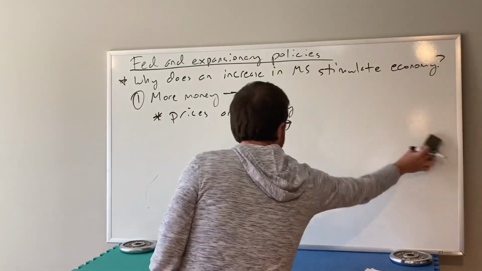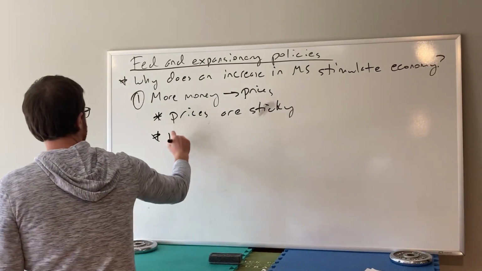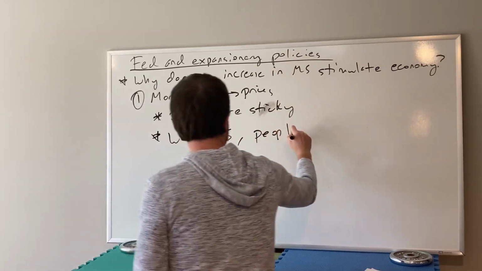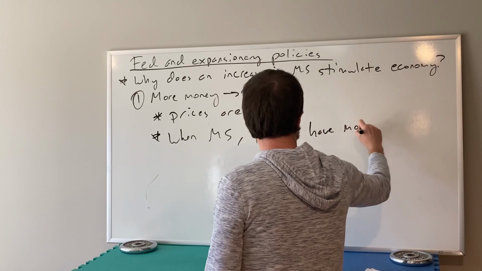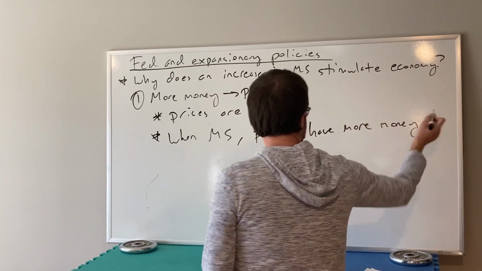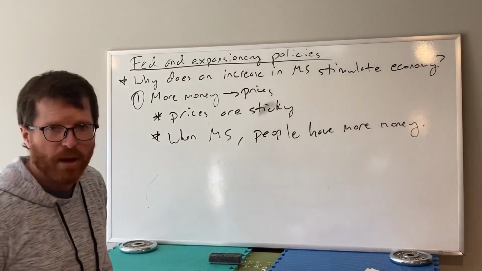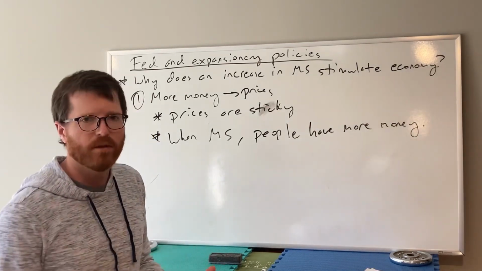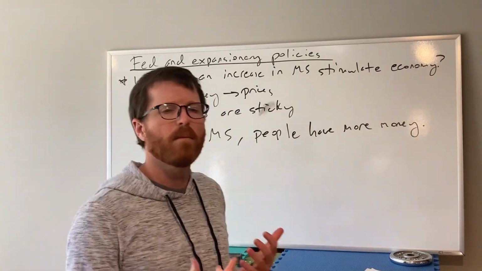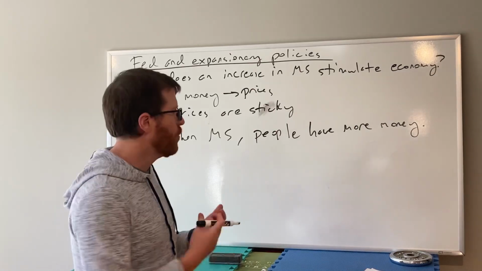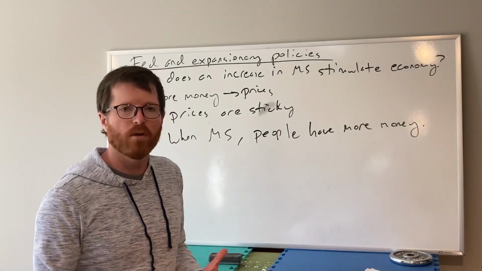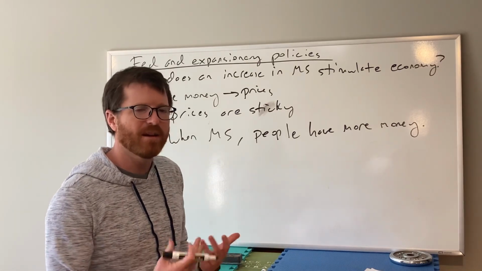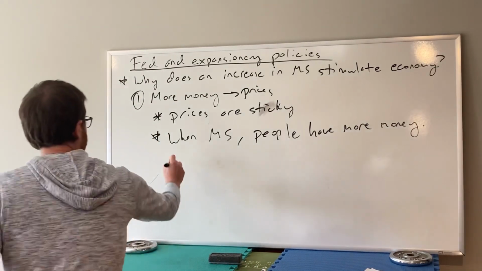So here is basically what happens. When the money supply goes up, obviously, people have more money. There are many different ways the Fed can change the money supply, right? But the bottom line is that money will end up in some people's hands. Some people will end up with more money, okay? Now, more money doesn't necessarily mean they're going to spend more. But in this case, it will, because prices do not immediately adjust, okay?